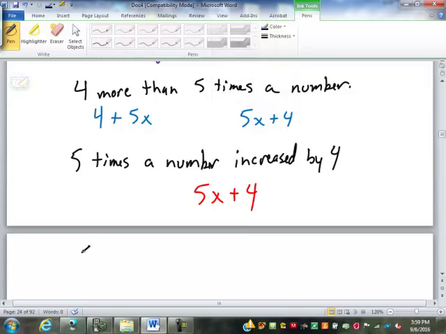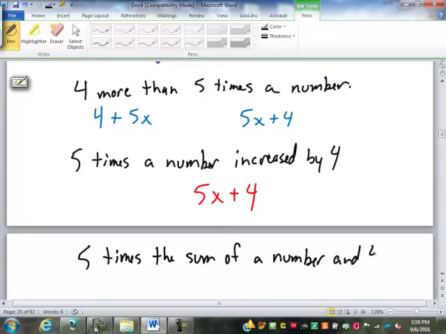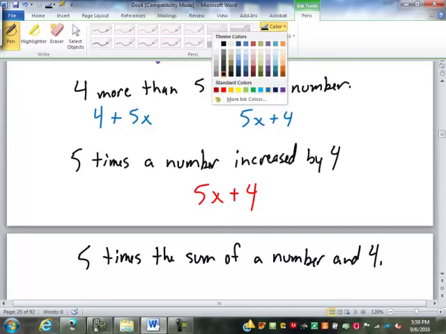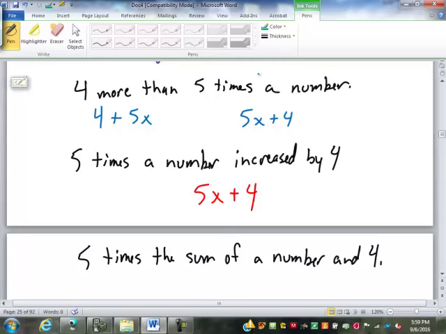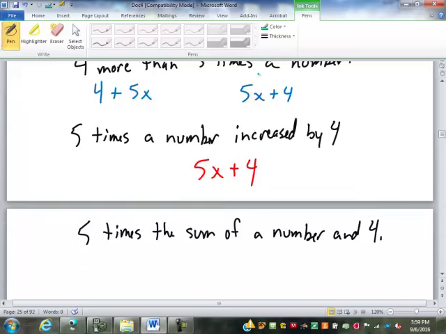How about 5 times the sum of a number and 4? What's that going to look like? Perfect. 5 parentheses x plus 4.